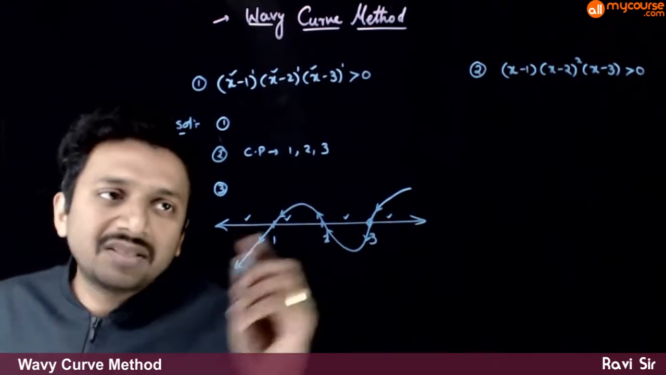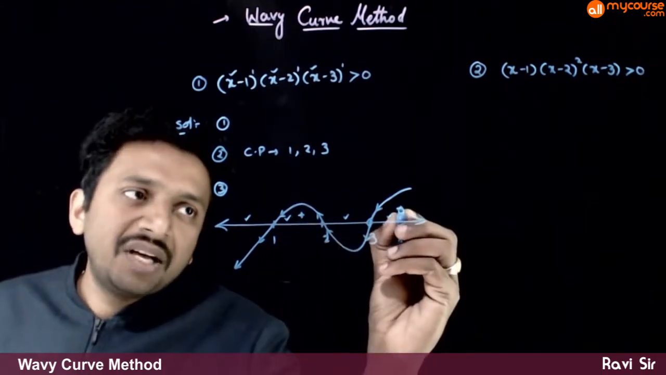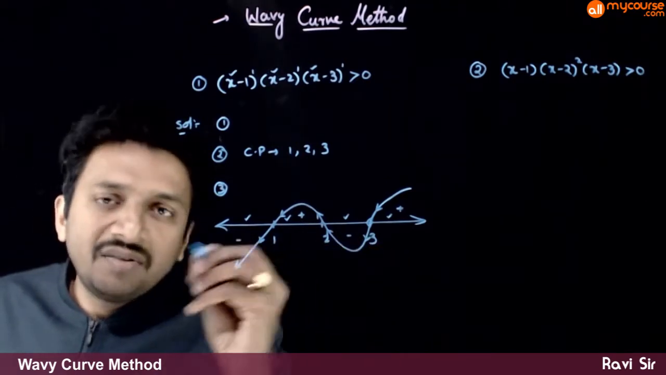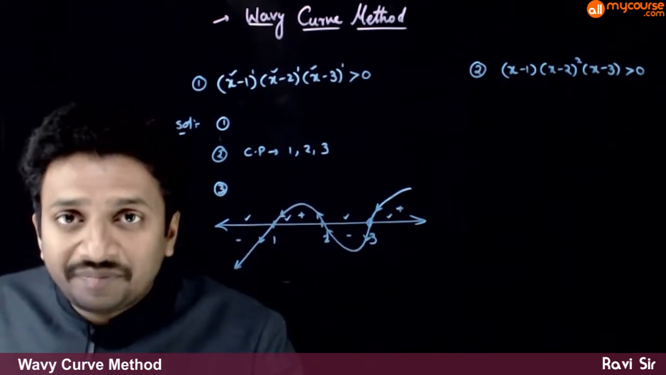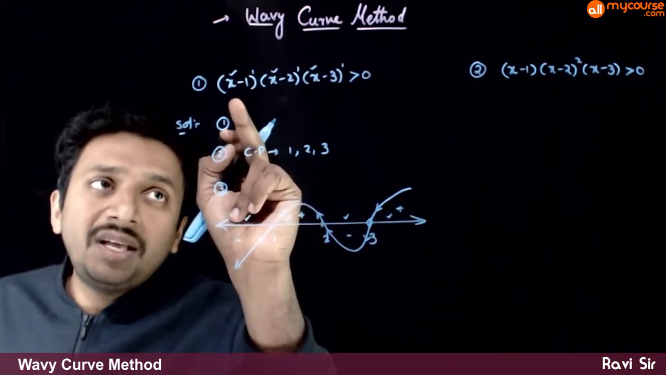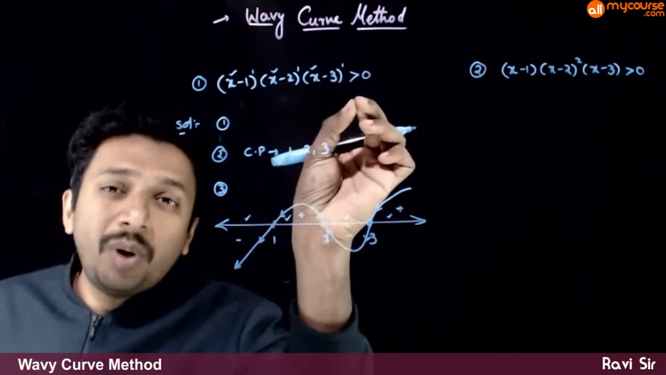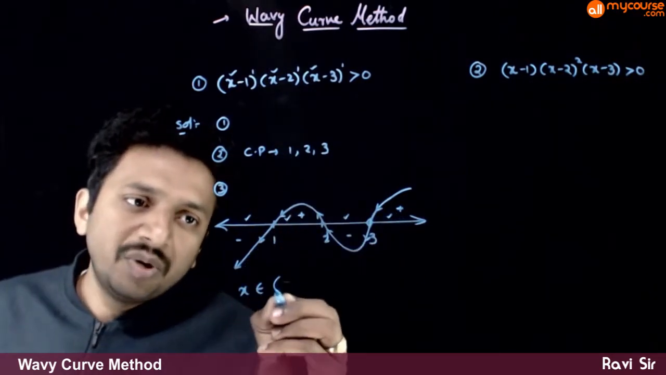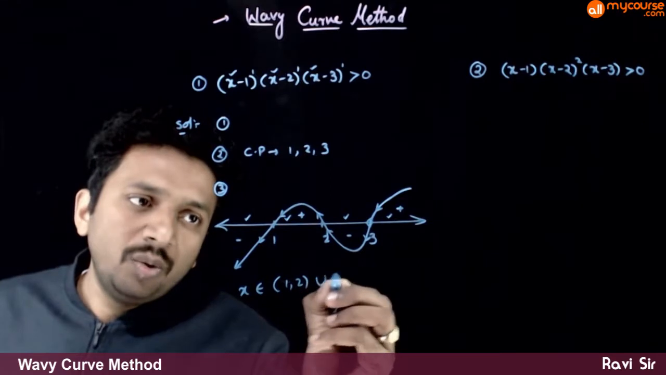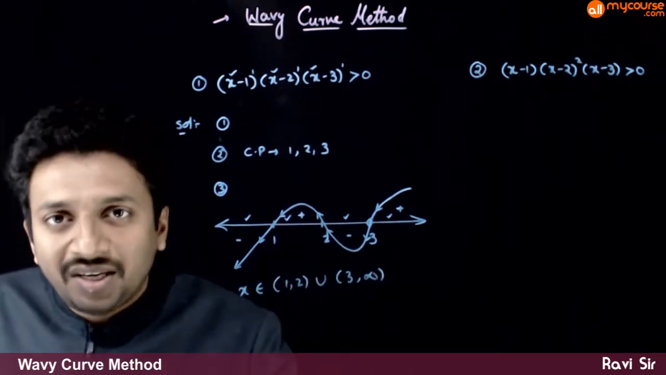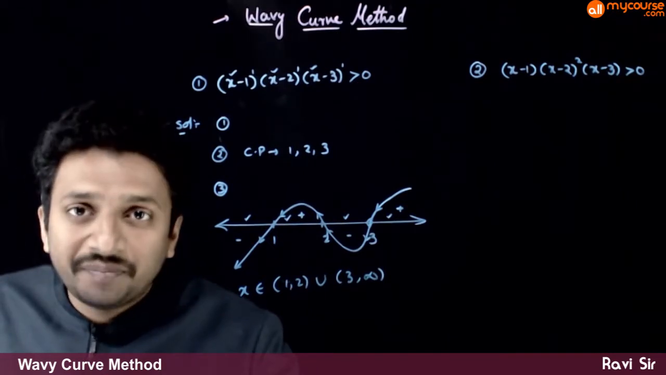So once you have this, wherever the wavy curve is above x-axis, that is the positive interval. Wherever the curve is below x-axis, that's the negative interval. So what is the answer to this inequality? I want this inequality to be positive. That means these intervals are required. So x belongs to (1, 2) union (3, infinity). That's the answer to this inequality, as a solution to this inequality.